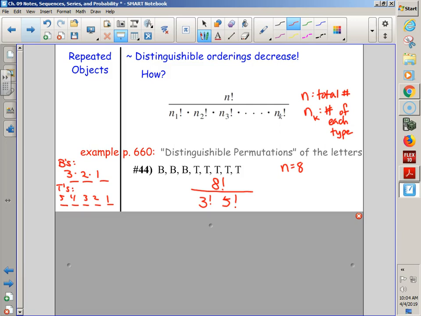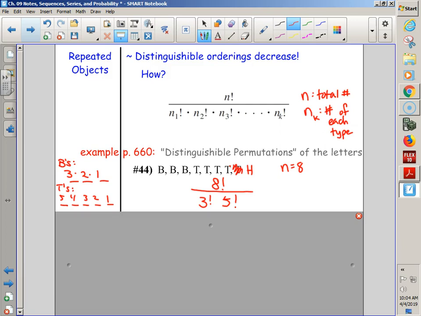So do you guys see how the formula kind of works? Total N is on top, and then how many B's, how many T's, and that's all we had, so good. But what if I was to change this last T to an H? Would I still have 8 total? I took away the T, sorry. Yeah, now it's going to be 8 total.